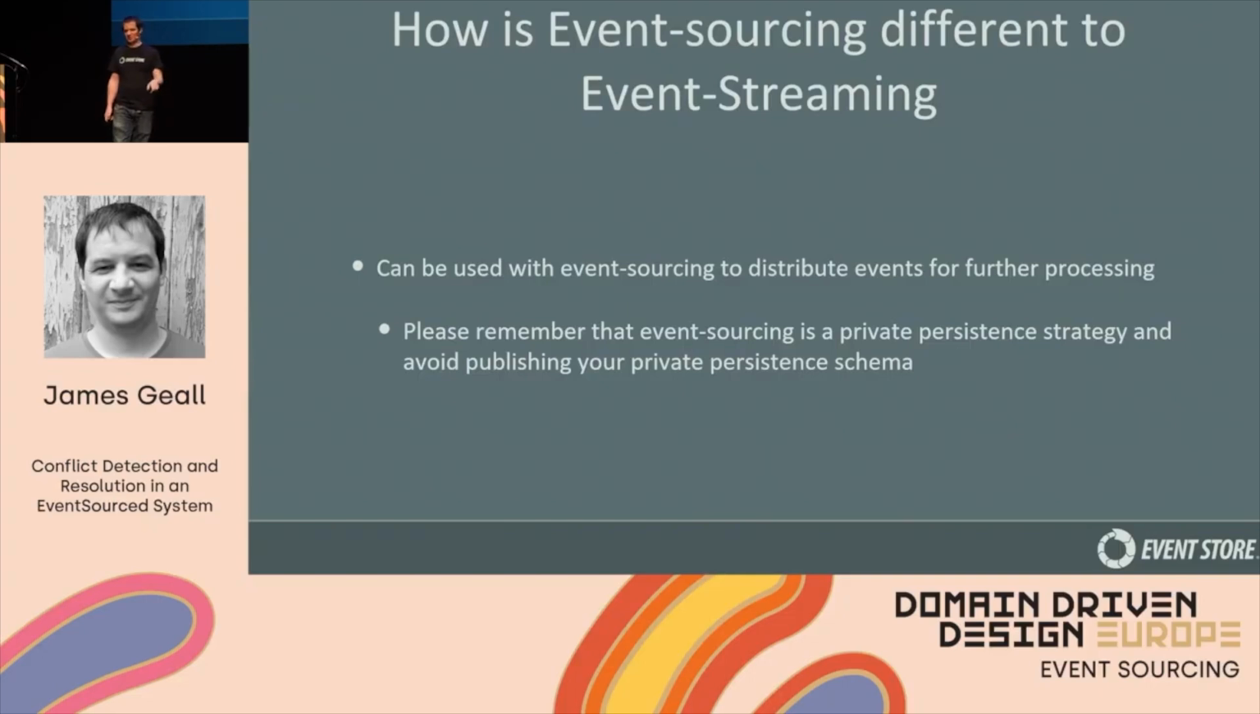The last part is really important. Yeah? If you're going to be using event sourcing, it's a private persistence strategy within your service. Don't publish your private schema. If you're going to do event sourcing and event streaming together, you should have a public schema, and you take your private events and turn them into that public schema before publishing them on the streams. Because otherwise, when you change your data inside your service, someone over there breaks because they thought they were going to get this exact schema forever.